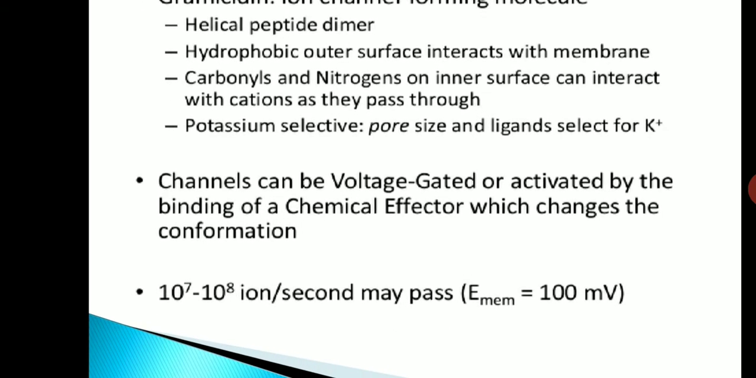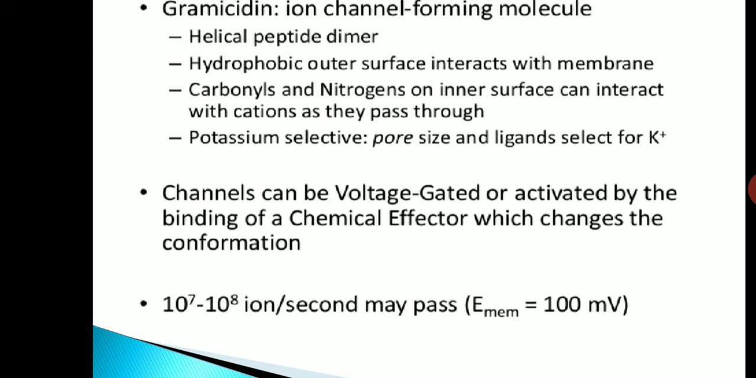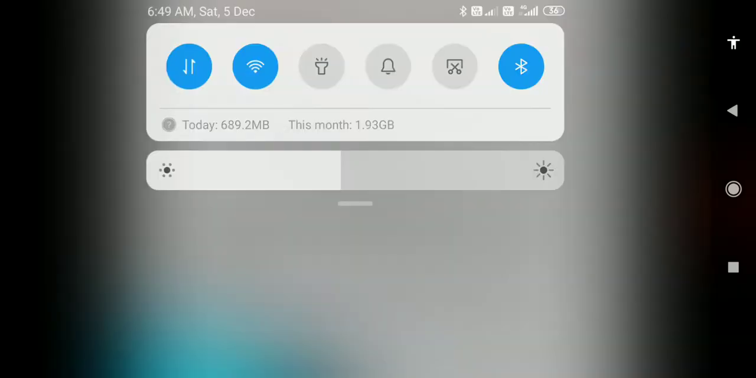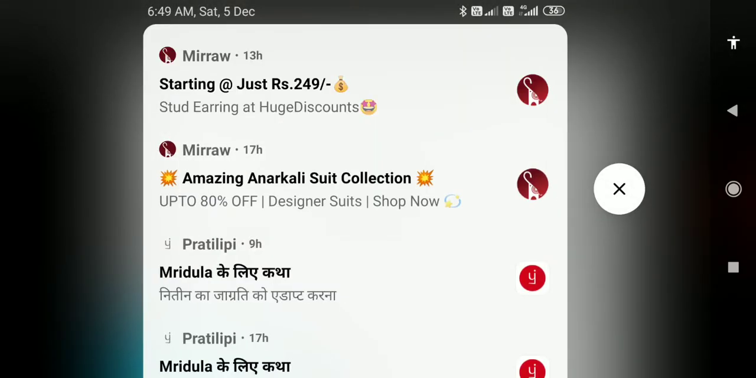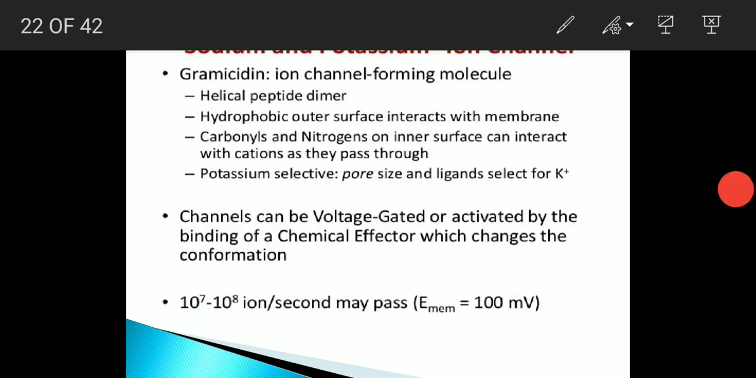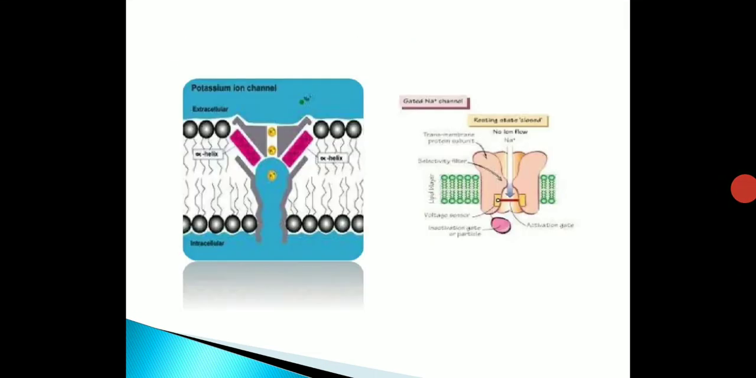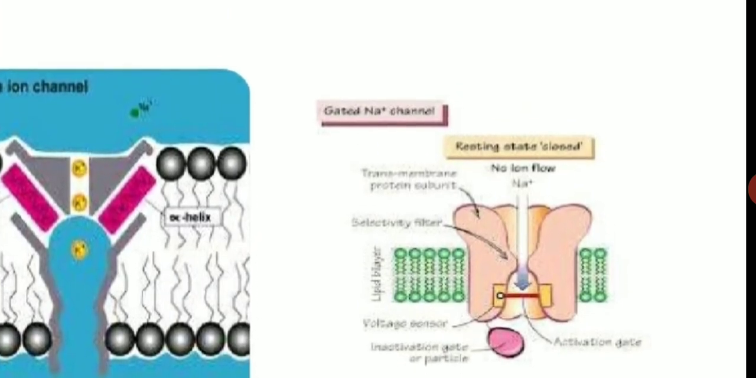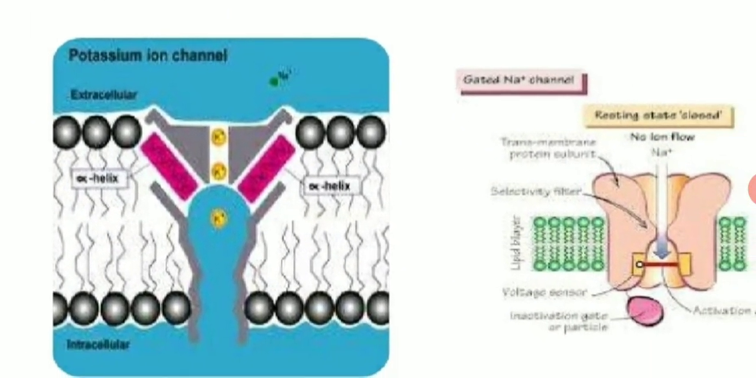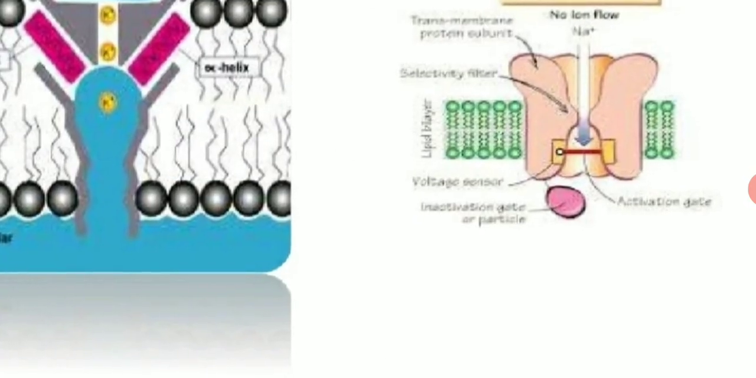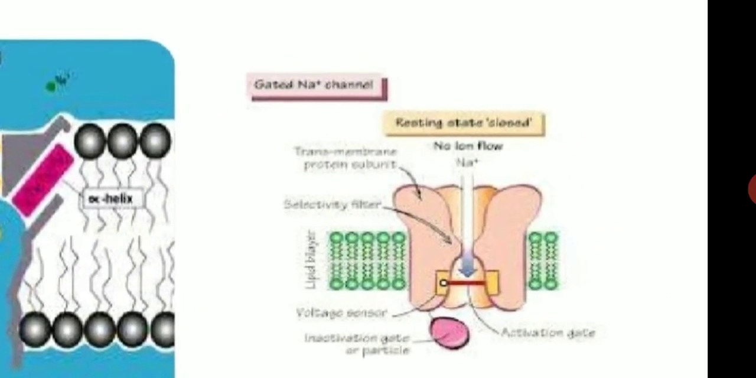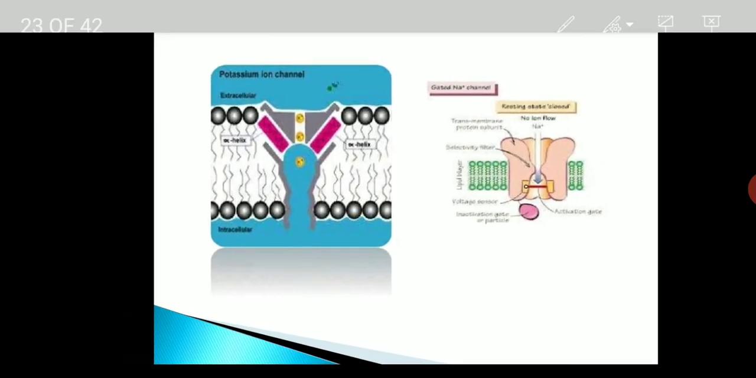Channels can be voltage gated or activated by binding of a chemical effector which changes the conformation. 10 to the power 6 to 10 to the power 8 ions per second may pass. Here I have shown the potassium ion channel and the gated sodium channel in this diagram.